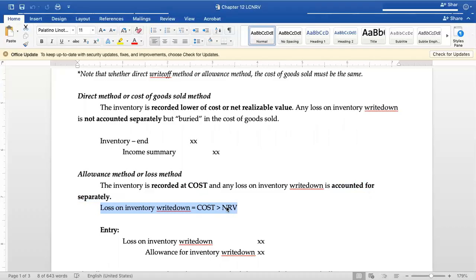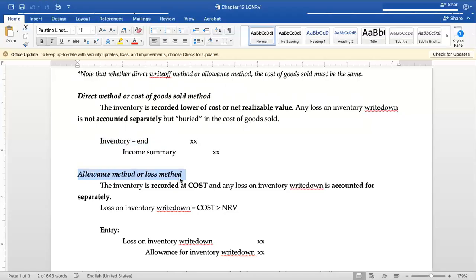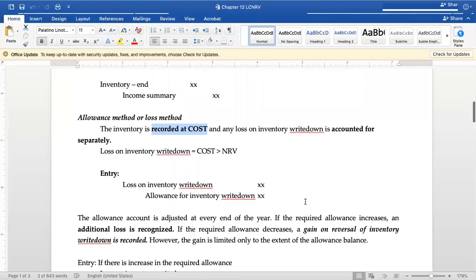Okay, so the difference, di ba? In direct write-off method, the inventory is recorded directly at whichever is lower, cost ba or net realizable value. But if naa loss on inventory write-down, it is not accounted for separately. But under allowance method, you record first the inventory at cost, then adjust, we account for loss on inventory write-down. Okay, so this is the entry. If there is loss on inventory write-down, you debit loss on inventory write-down, then we use the allowance account. That's why allowance method siya. So you credit allowance for inventory write-down.